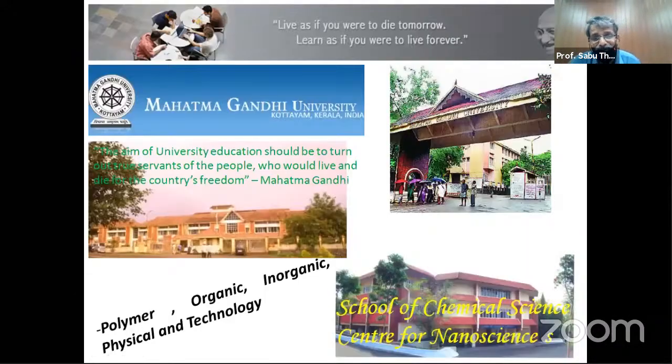And this is our university. This is the front gate of the university. I'm sitting in this campus. We have three campuses. This is the main campus of 100 acres. This is Chemistry and Nano Center.